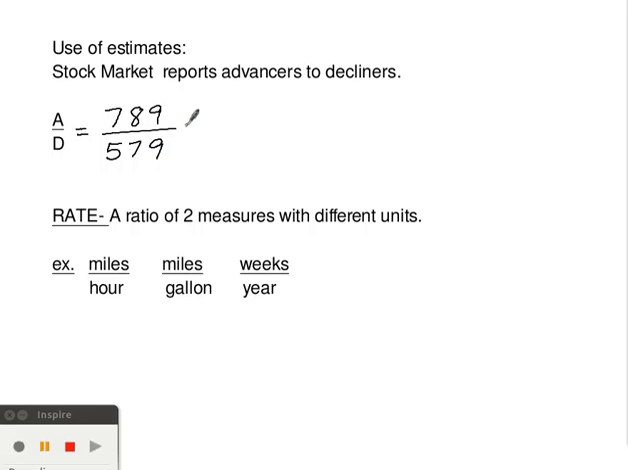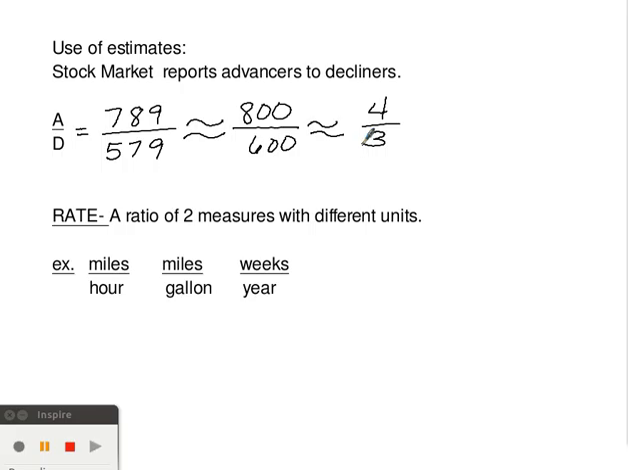Most people are not going to understand what that means, so you might want to estimate, so you use your approximate sign. 789 would round to 800, 579 would round to 600, and if you reduce that, it comes out to 4 to 3. So advancers led decliners 4 to 3. That's easier to understand than 789 to 579. So they will tell you when they want you to estimate. If they use the word about, always estimate.